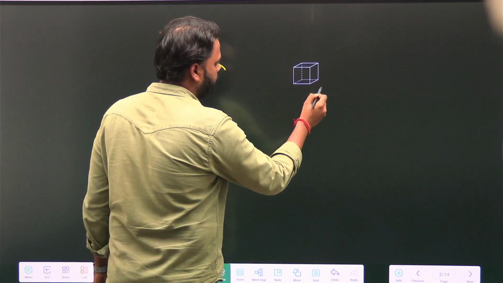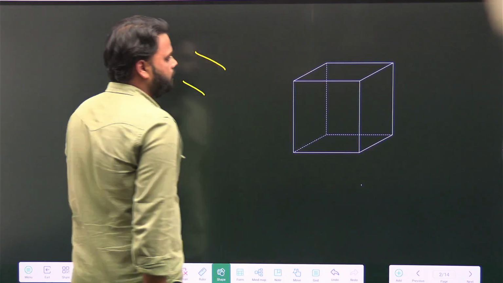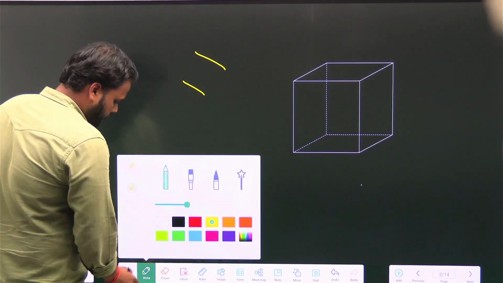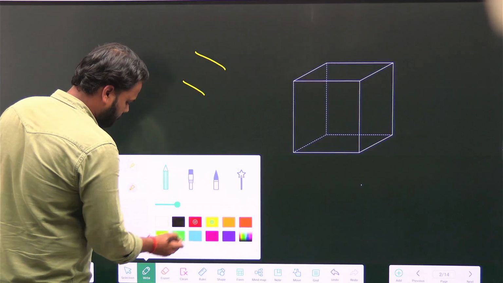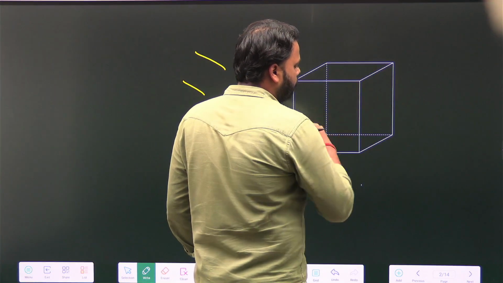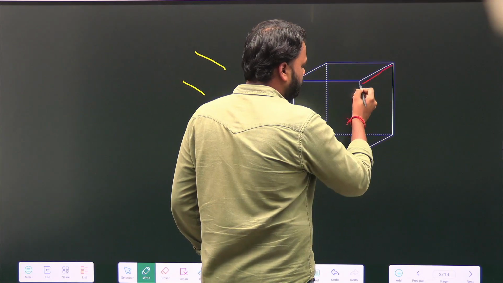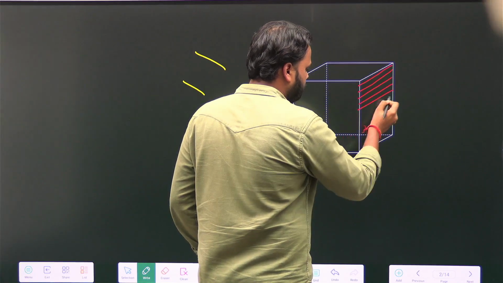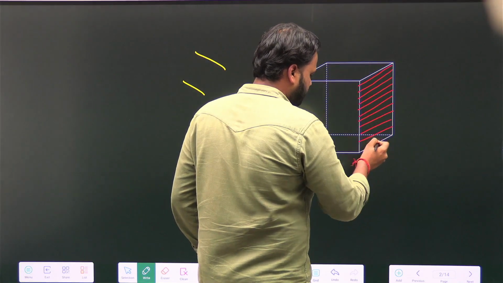Okay. So this is our cube. Is it visible for everyone? Yes. I want to know what the Miller indices of this plane will be. What will be the Miller indices of this plane?